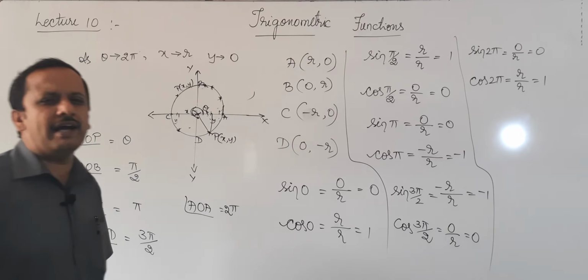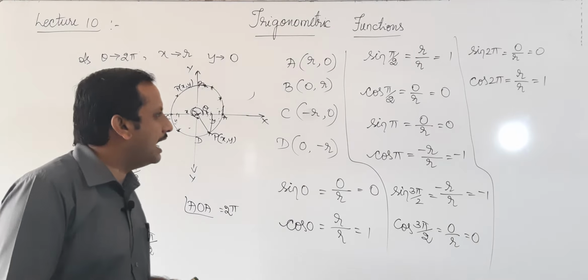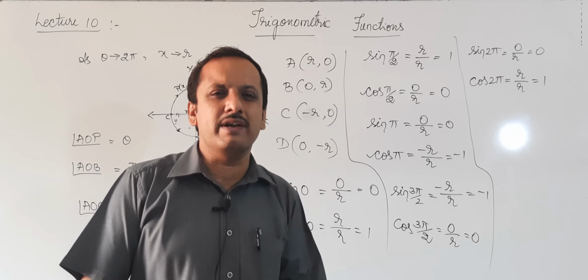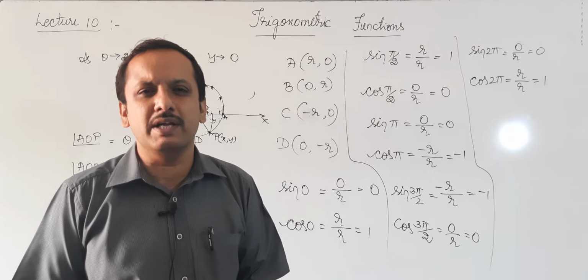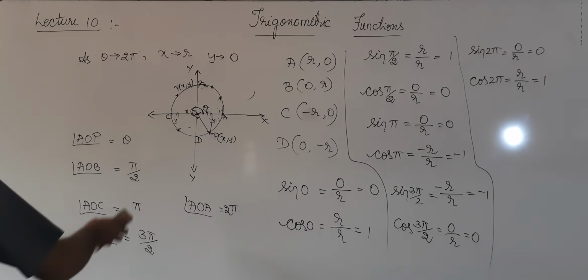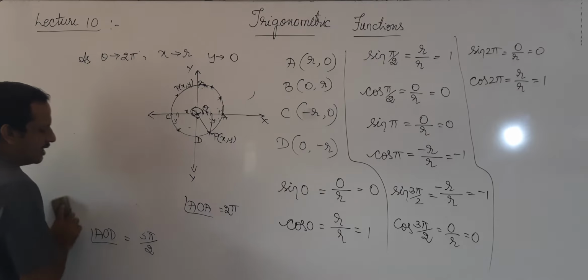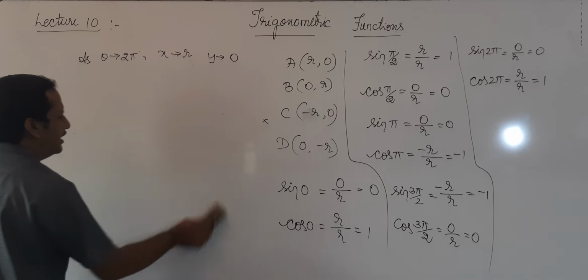Okay, so we got the values of sine and cos at the quadrant angles. Quadrant angles means angles which are multiples of pi by 2. Now some students asked, sir, what happens for the quadrant angles, whether they are positive or negative, how do we identify?